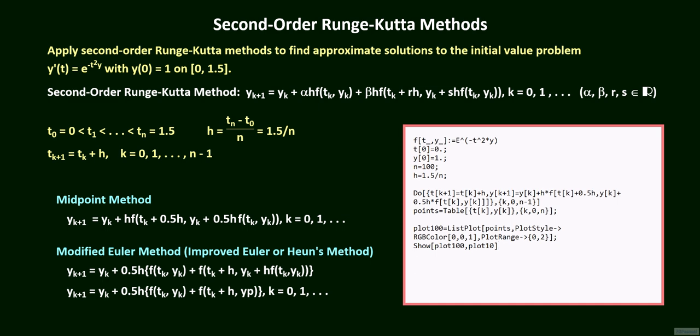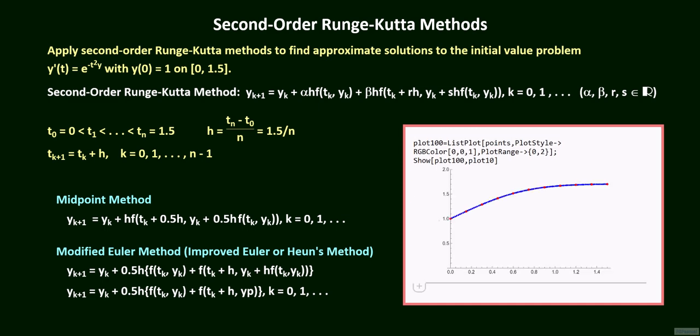We evaluate all the lines of code. And here are the combined plots. The points of plot 10 seem to be close to lying, if they don't already lie, on the curve that would contain the points of plot 100. This seems to imply that the points for the approximate solutions for n equals 10 and for n equals 100 generated by the midpoint method are close to the corresponding points on the exact solution.